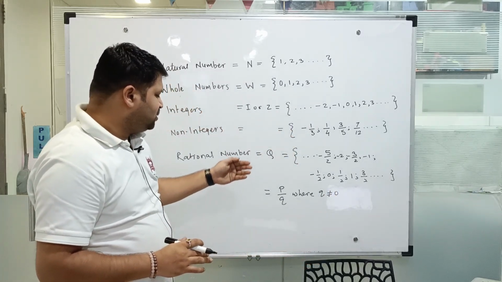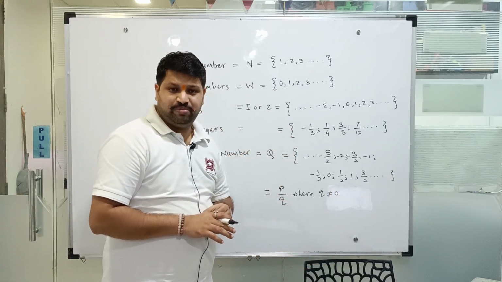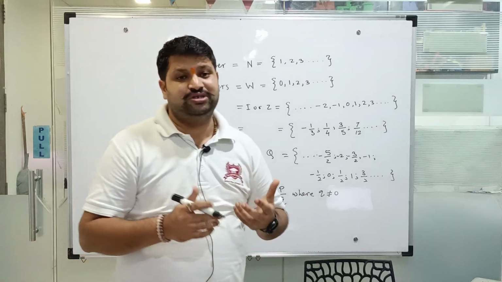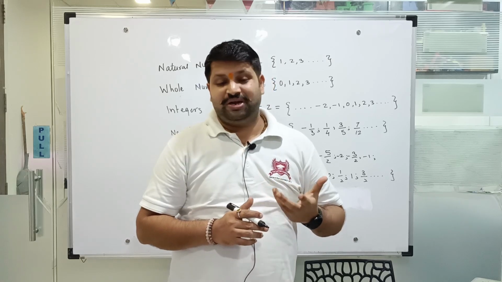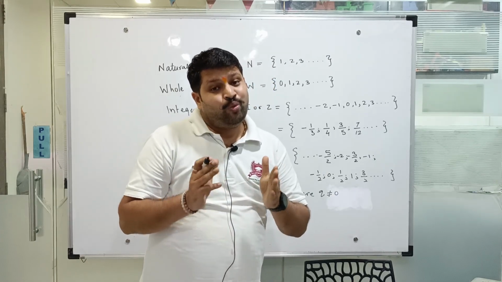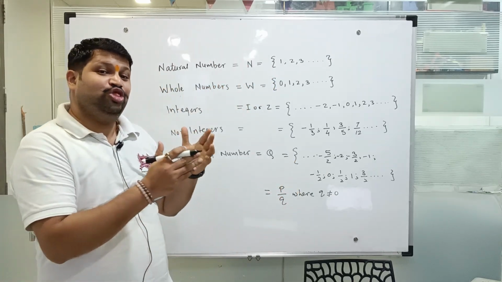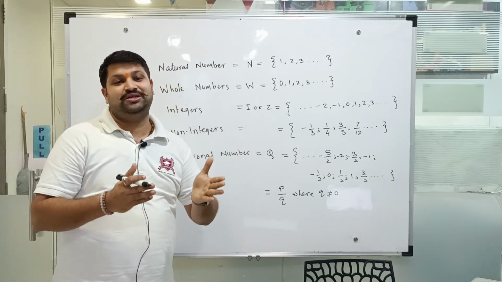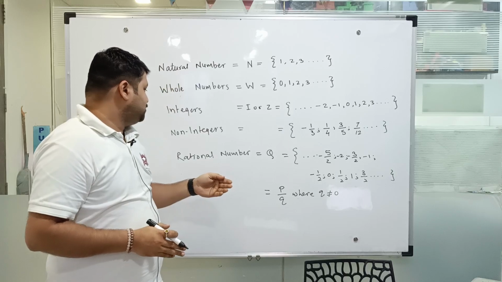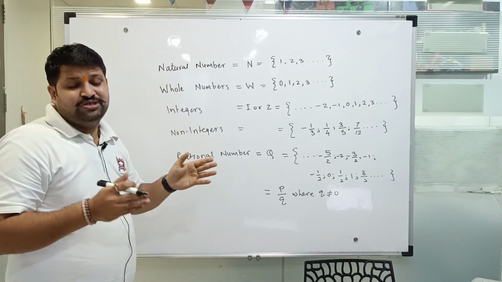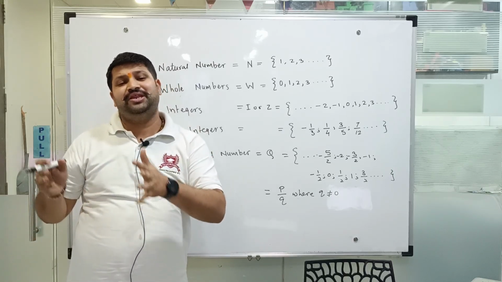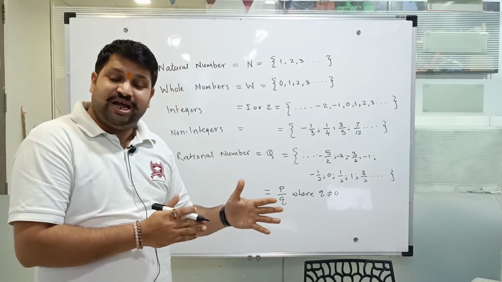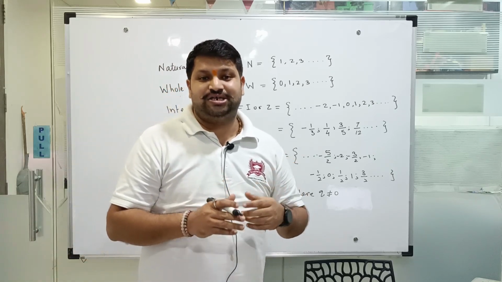So as long as the number can be defined in the form of P upon Q, where the denominator is not equal to 0, then we will call such a number a rational number. Now, what if the number is not a rational number? If the number is not a rational number, then it is called an irrational number. Just like non-integers, these are called irrational, literally meaning not rational. So if a number is not rational, then we will call it an irrational number.